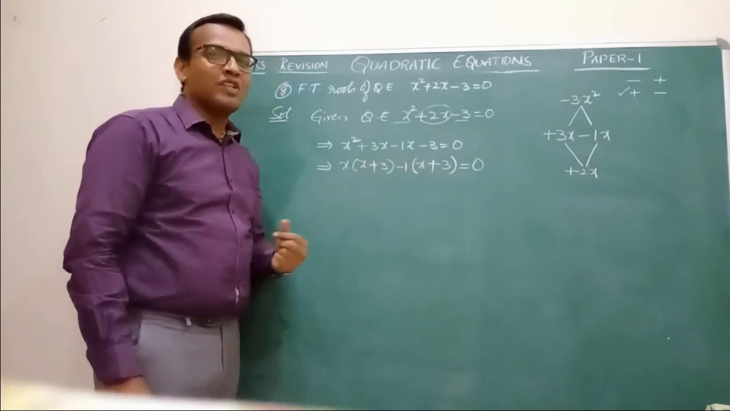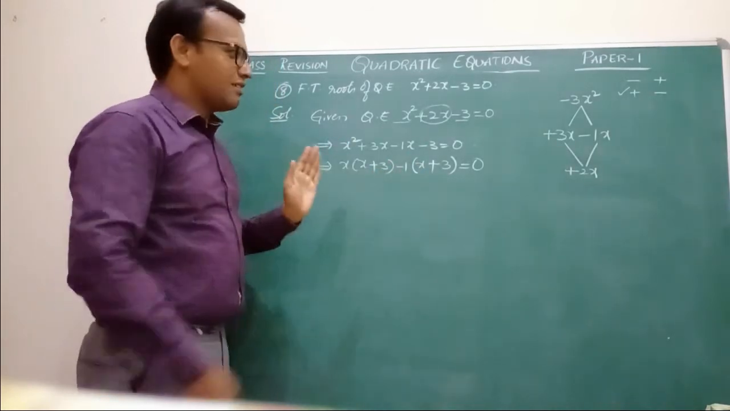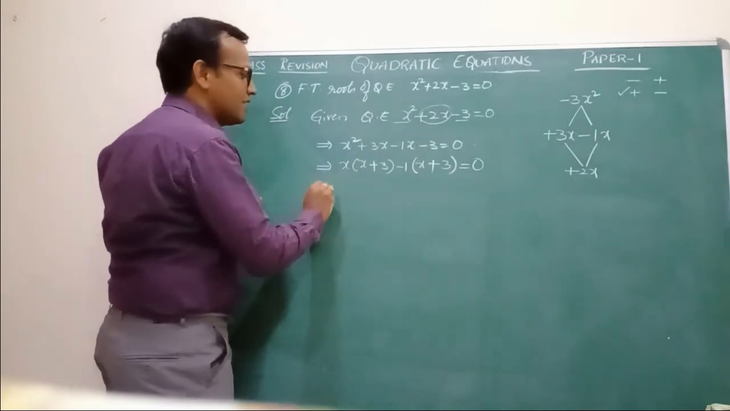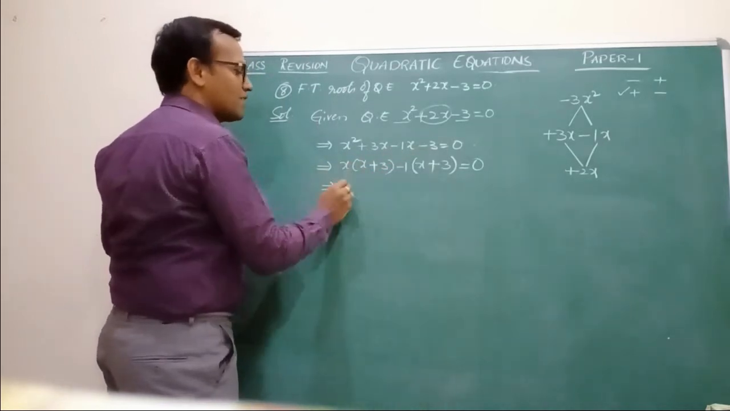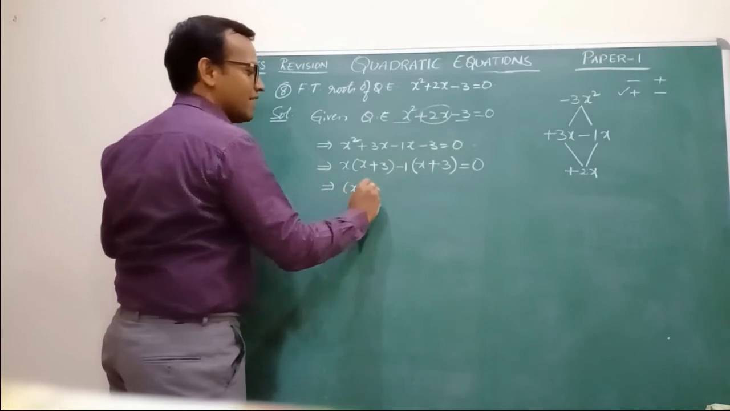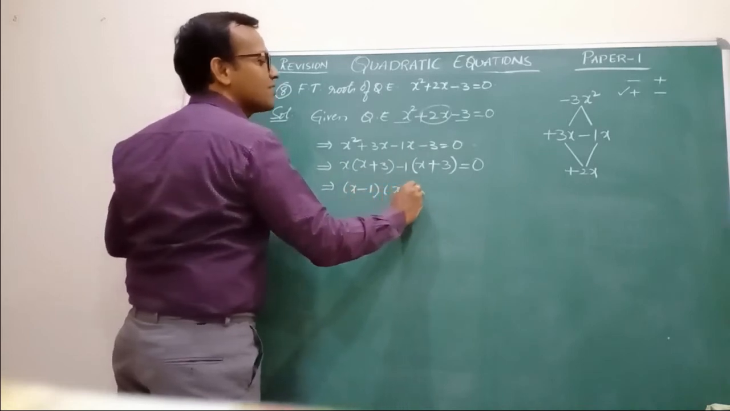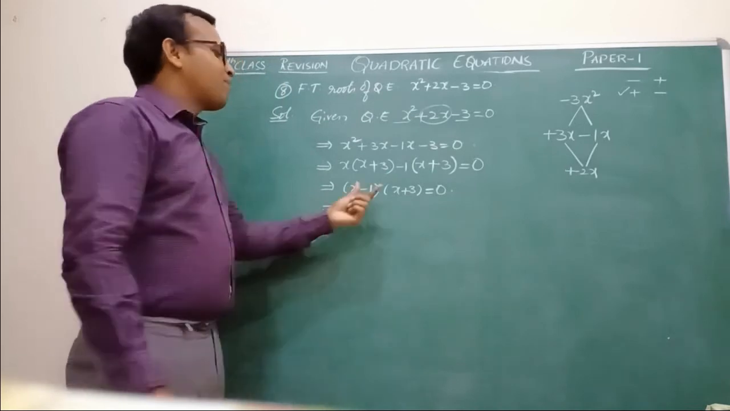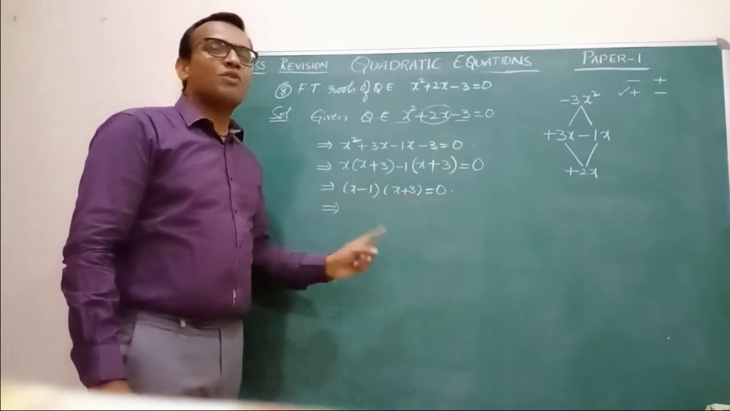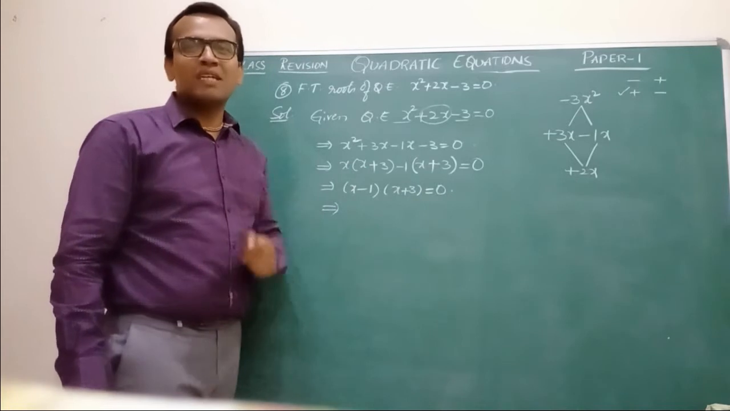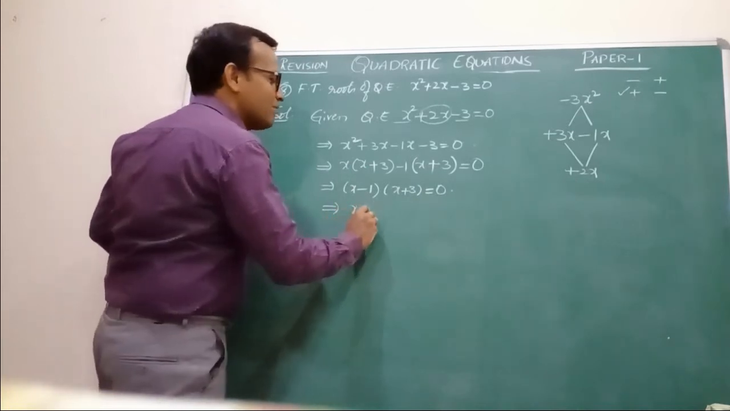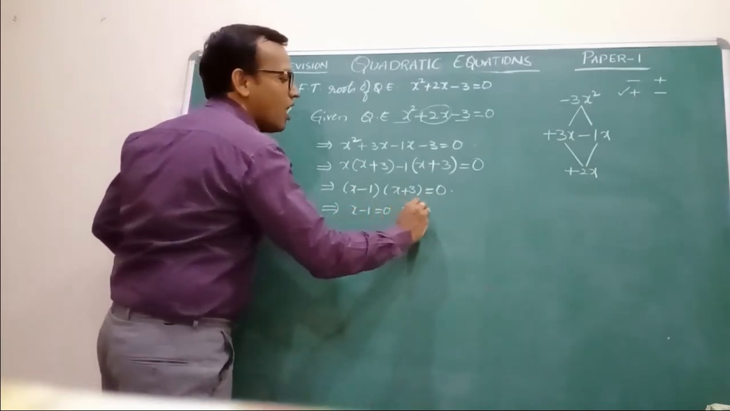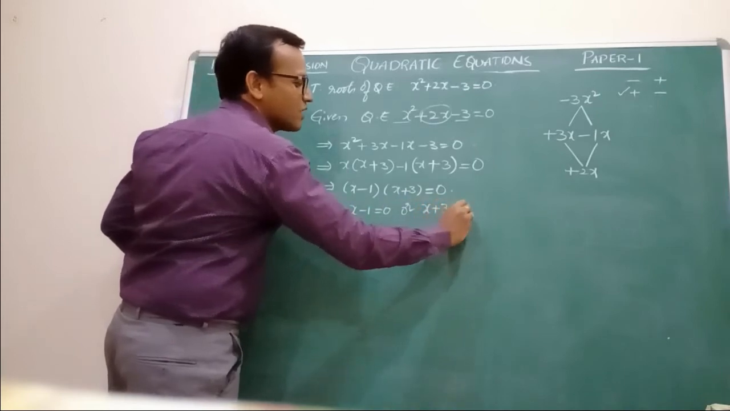Both are the same, so we can take them common towards the right side. If they are taken common, what is left here? X minus 1 and x plus 3 is common, which is equal to 0. If the product of two factors is equal to 0, either of the factors must become 0. That means x minus 1 is equal to 0 or x plus 3 is equal to 0.